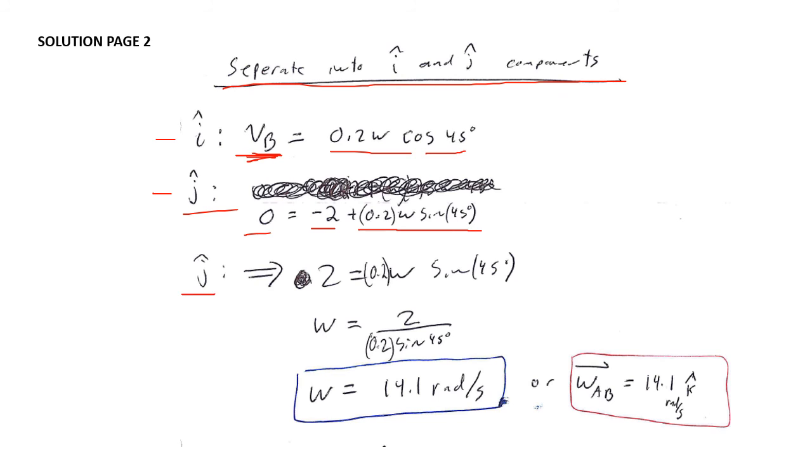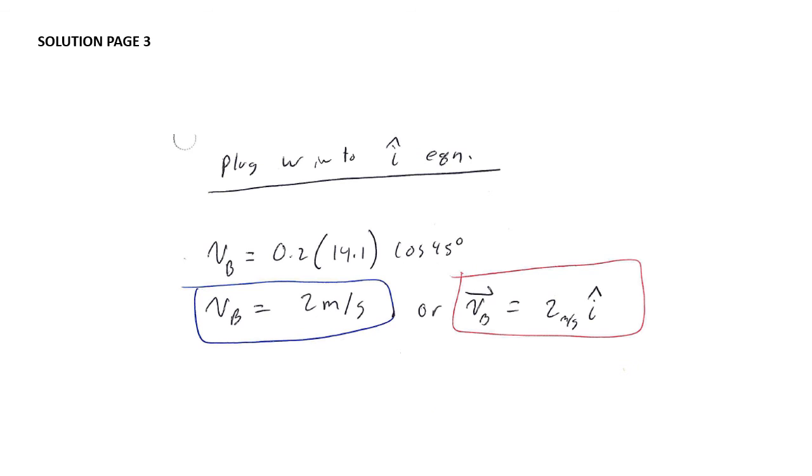So if we take a look at our j or our y relationship equation here, we can rearrange it slightly, move this -2 over to the other side here, and we say that 2 is equal to positive 0.2 omega times our sine of 45. So now we look at this relationship here and we see that there's only one unknown, one equation. We can rearrange and solve this for our omega. We see that omega is equal to 2 over 0.2 times the sine of 45 degrees. We can do our math there, and omega is equal to 14.1 radians per second. Or if we come over here in vector form, we can say omega sub AB vector is equal to 14.1 radians per second in our k hat direction.